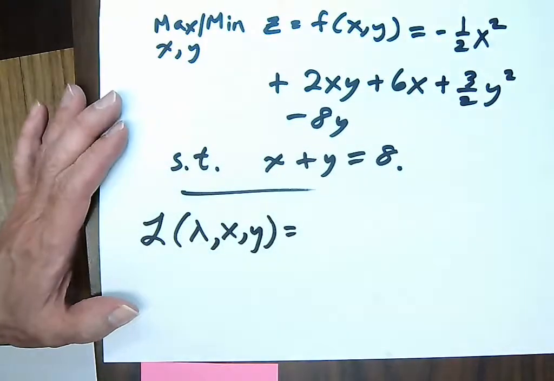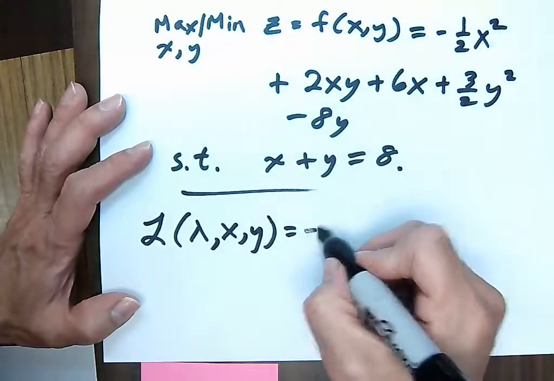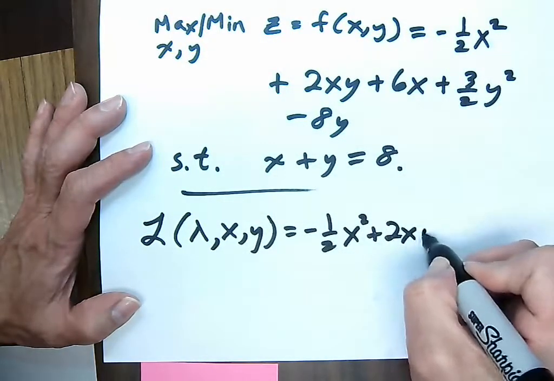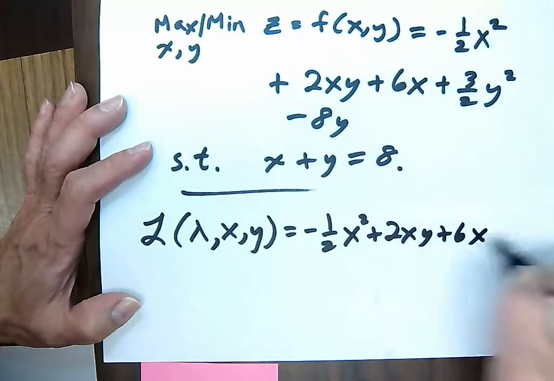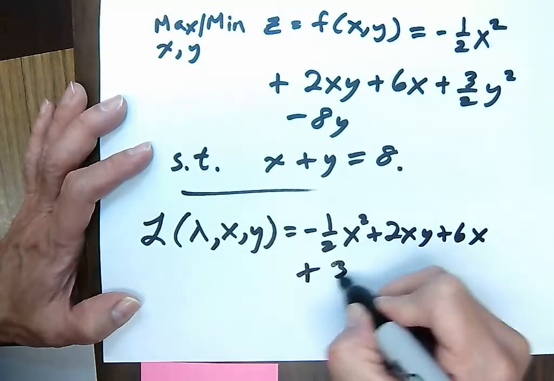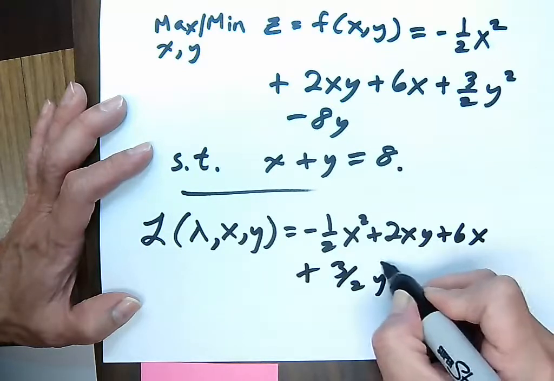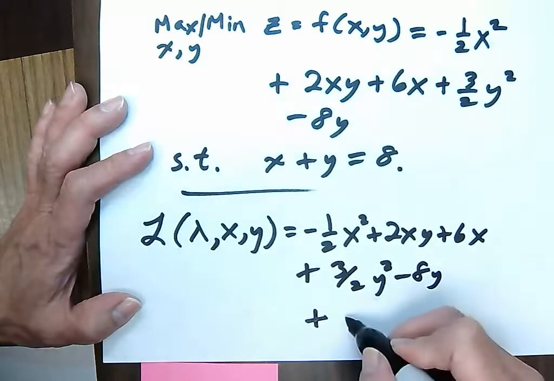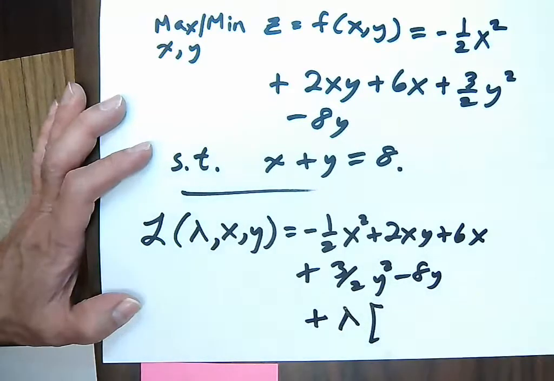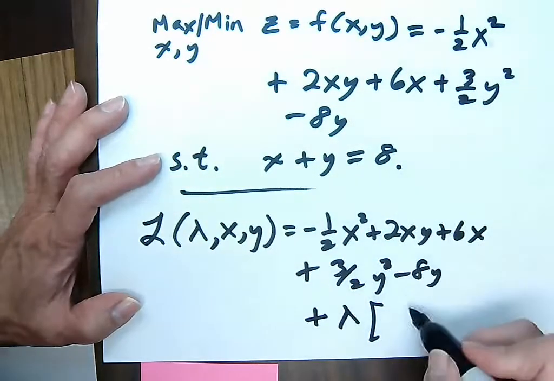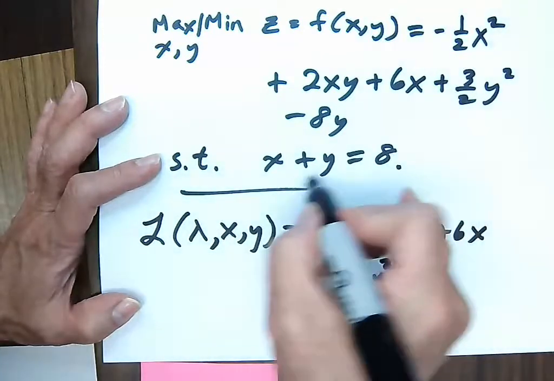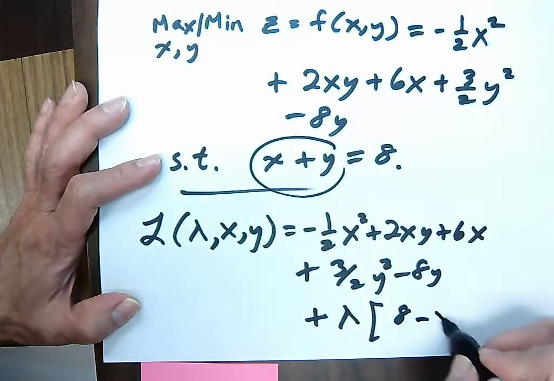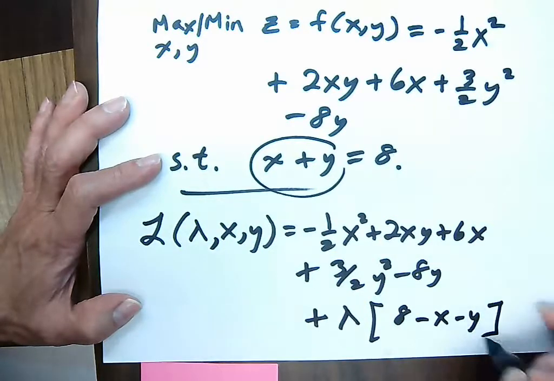And the way we set it up is we rewrite the objective function, minus 1/2 x squared plus 2xy plus 6x plus 3/2 y squared minus 8y, plus lambda, and then we write out our constraint, putting the constant first, and then we subtract the constraint function x plus y. So it'll be minus x minus y.